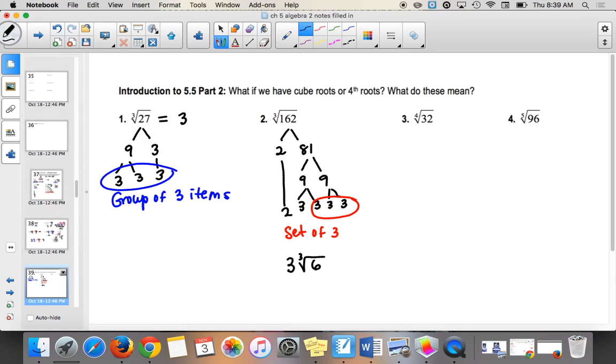All right, fourth root of 32. Do you guys remember 32 was 5 2's? So 2 times 2 times 2 times 2 times 2. If I'm taking the fourth root, I'm going to look for a set of 4 items. So 2 times 2 times 2 times 2 is 16, right? And the fourth root of 16 is 2. So I have a 2 on the outside. And what do I have on the right side? The fourth root of 2, right? So don't forget your little 4.